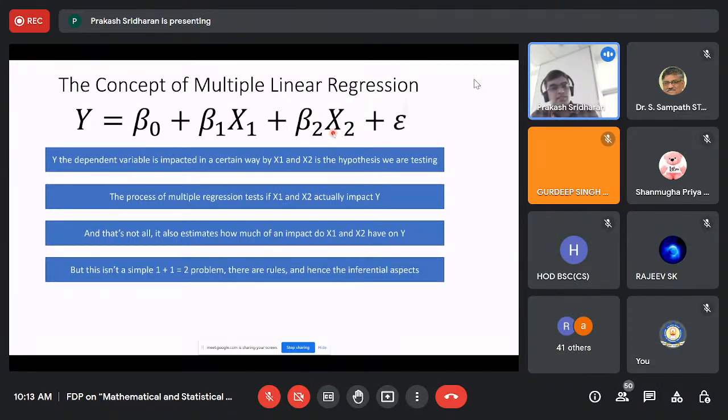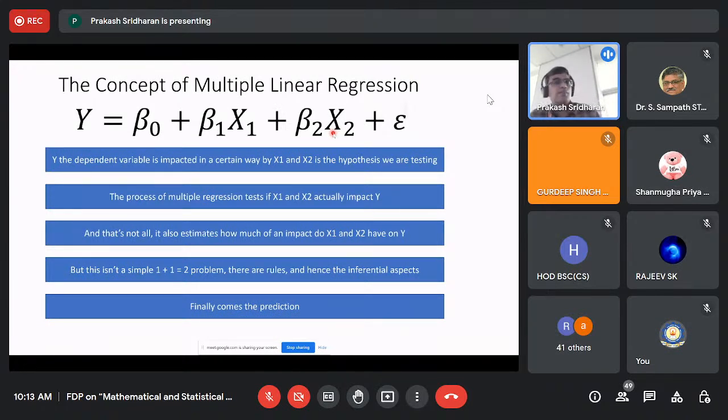But it's not a simple problem, right? I mean, you're not adding 1 plus 1 to get 2 here. If things were that simple, you don't really need a session like this where we are looking at the details of what linear regression is, right? And that is where the whole inferential aspect comes in. How do you understand that whatever you built here, whatever you call an equation here, is actually something that is consumable? So essentially, that is what we'll be diving into as we move forward.